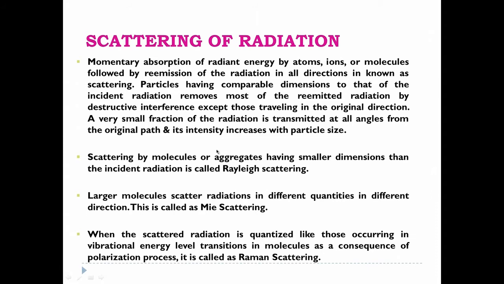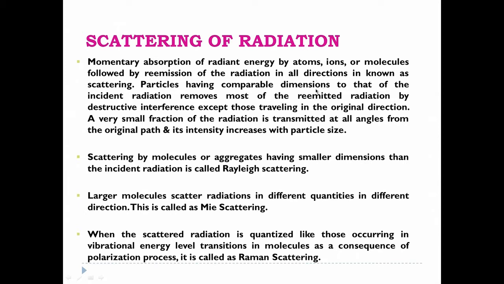Whereas in scattering, part of the energy is absorbed, wavelength is changed, frequency is changed, and then it will be dispersed in all directions. So, the transmitted light will contain all kinds of radiations, in all directions. That is what I have written here: particles having comparable dimensions to that of the incident radiation. Comparable dimension means particle size should be of the order of angstrom units. That means they would be in the form of atoms or molecules.